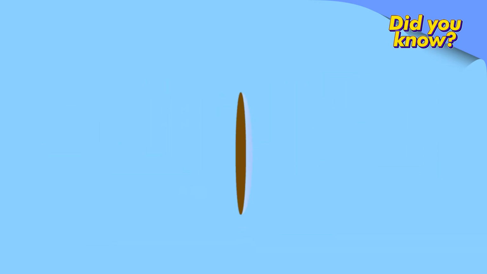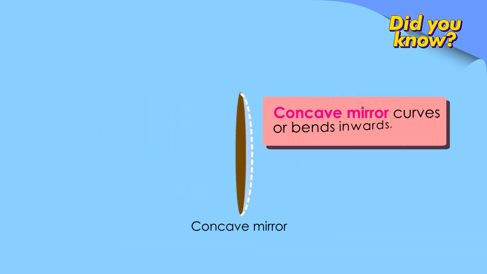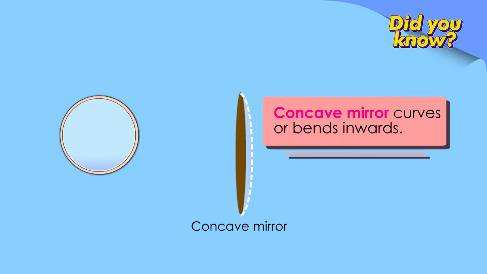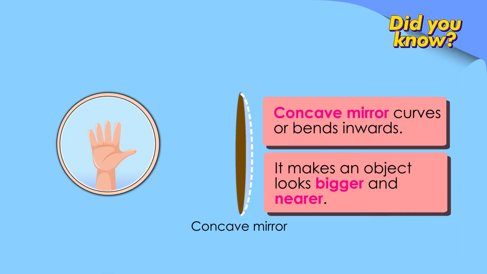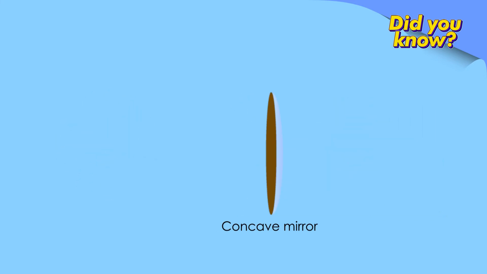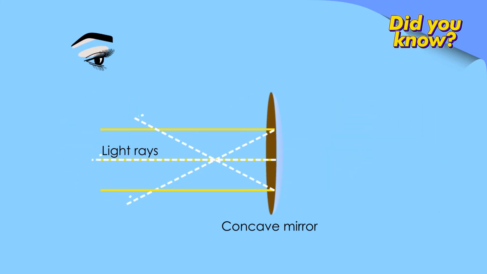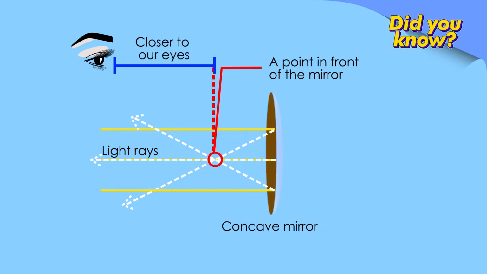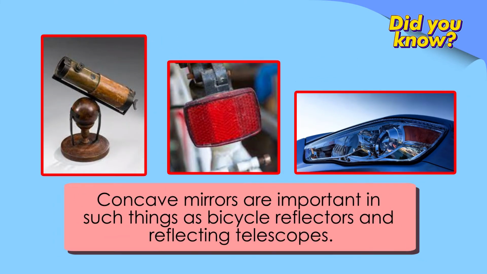A concave mirror curves or bends inwards and makes an object look bigger and nearer than it actually is. It works by making light rays seem to come from a point in front of the mirror, which is closer to our eyes. Concave mirrors are important in such things as bicycle reflectors and reflecting telescopes.